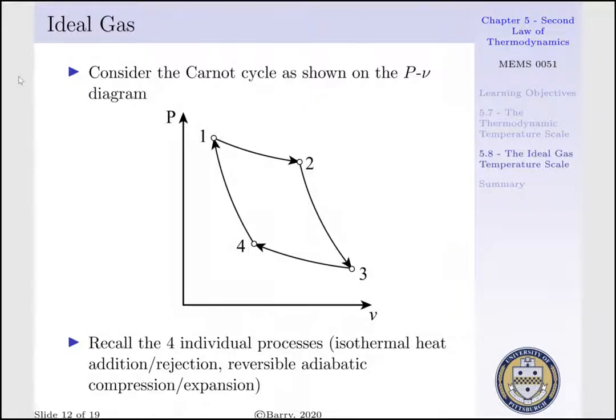Let's apply what we've learned to ideal gases. Let us consider the Carnot cycle as shown on our PV diagram. Recall as we go from state 1 to 2, we have isothermal heat addition. As we go from state 2 to state 3, we have reversible adiabatic expansion. From 3 to 4, we have isothermal heat rejection, and from 4 to 1, we have adiabatic reversible compression.